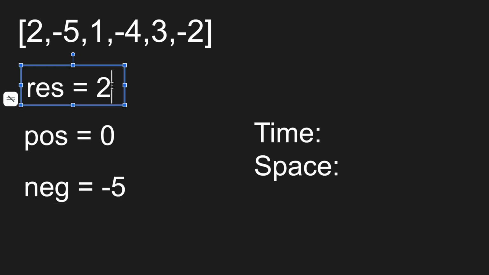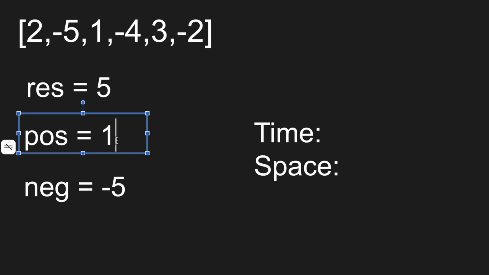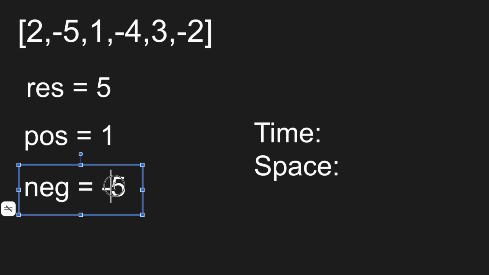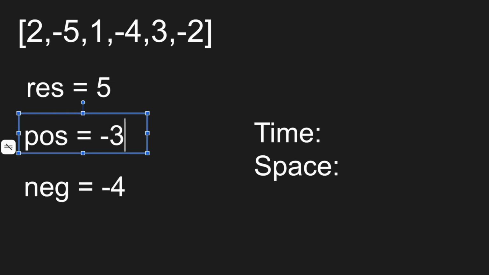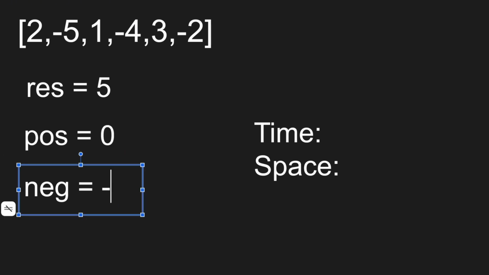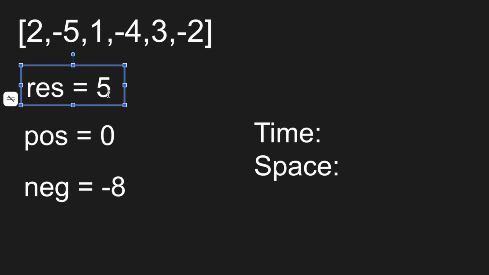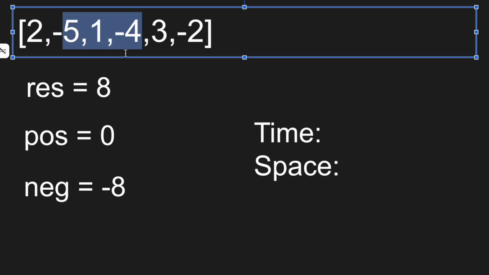The largest number right now we have is -5, but we need to take the absolute value and make it +5. Now we add 1, so positive becomes 1. Negative would become -4. The result, the largest, is still 5. Now we add -4. Positive is -3, but set it to 0. Negative, add -4, it's -8. Now we need to update the result. The largest we can make right now with the subarray is 8, which would be these 3 numbers.